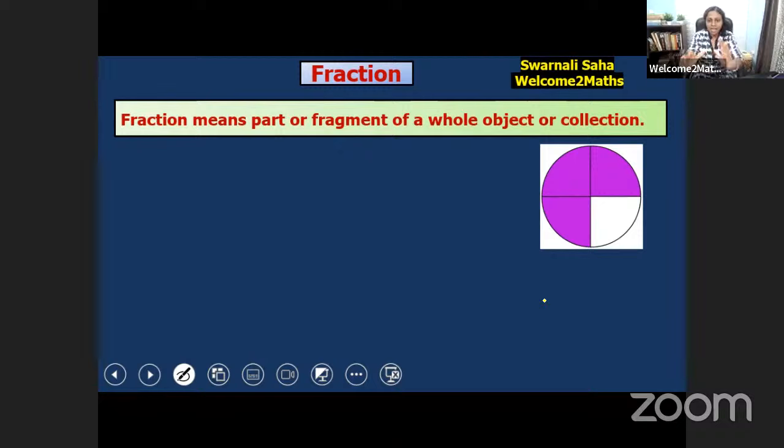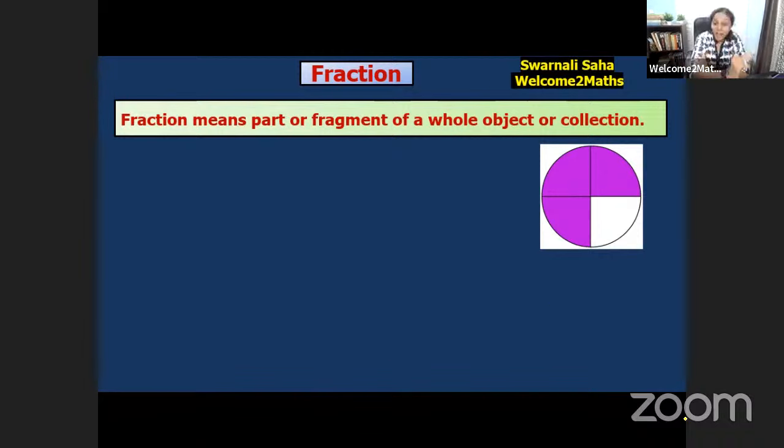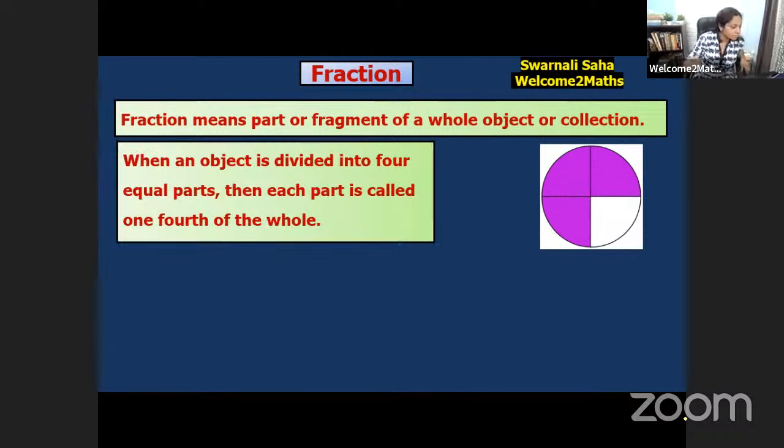And this is our second class. I am Swarnali ma'am. Fraction means basically a part of a whole, or object, or a collection. Just like here you can see there is a structure and here we divide this in four parts. When an object is divided into four equal parts, then each part is called 1/4 of the whole.